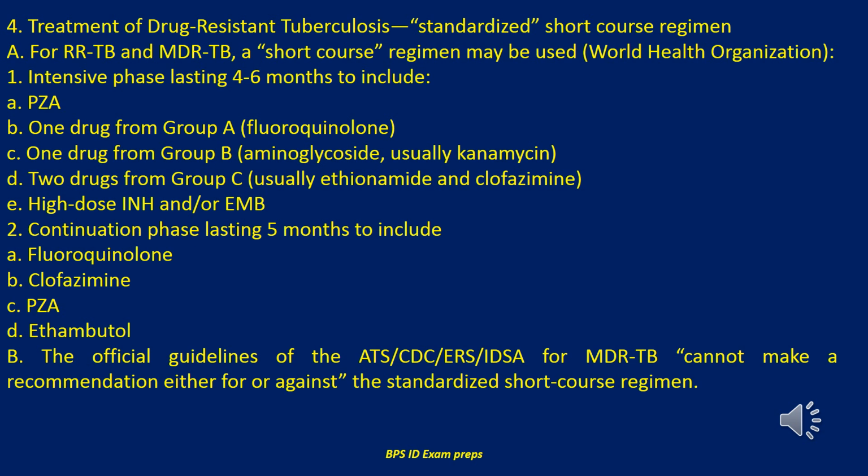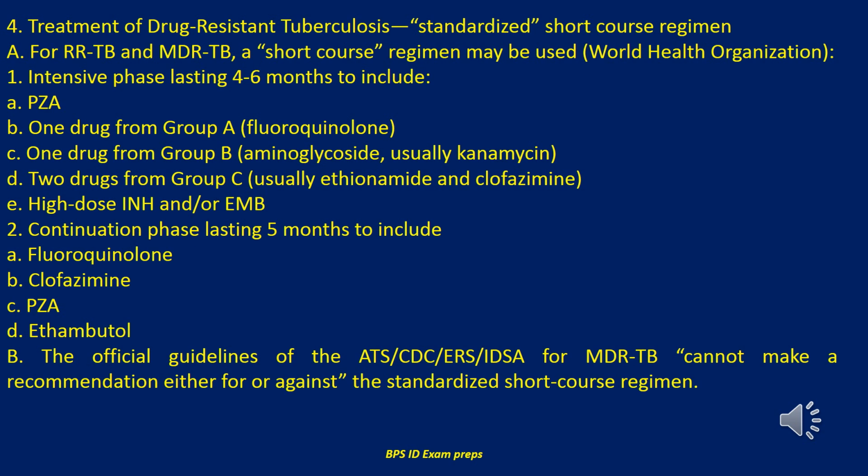For RRTB and MDR-TB, a short-course regimen may be used, according to the World Health Organization. 1. Intensive phase lasting 4 to 6 months to include A. PZA, B. 1 drug from Group A, a fluoroquinolone. C. 1 drug from Group B, an aminoglycoside, usually kanamycin. D. 2 drugs from Group C, usually ethionamide and clofazimine.